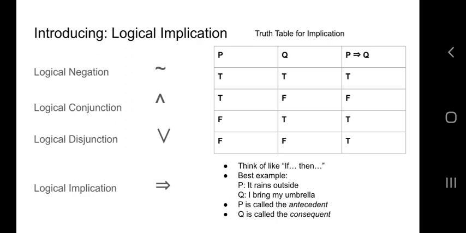So, yeah, now we have 4 logical connectives. We have the negation, which is a unary connective, and we have the conjunction, disjunction, and implication, which are all binary connectives.